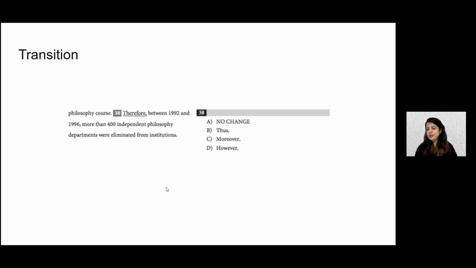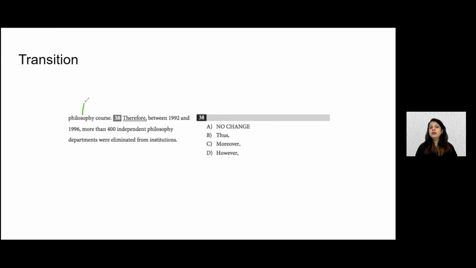Transition, a very interesting set of questions. Here, I need to establish a relationship between two sentences, right? Something was going on here. Then the new sentence begins, and it says between 1992 and 1996, more than 400 independent philosophy departments were eliminated from institutions, right? Now this word is changing the whole game. So I need to read the previous sentence and determine what was going on here. To move from this sentence to this sentence, what is the word that can bridge that gap?